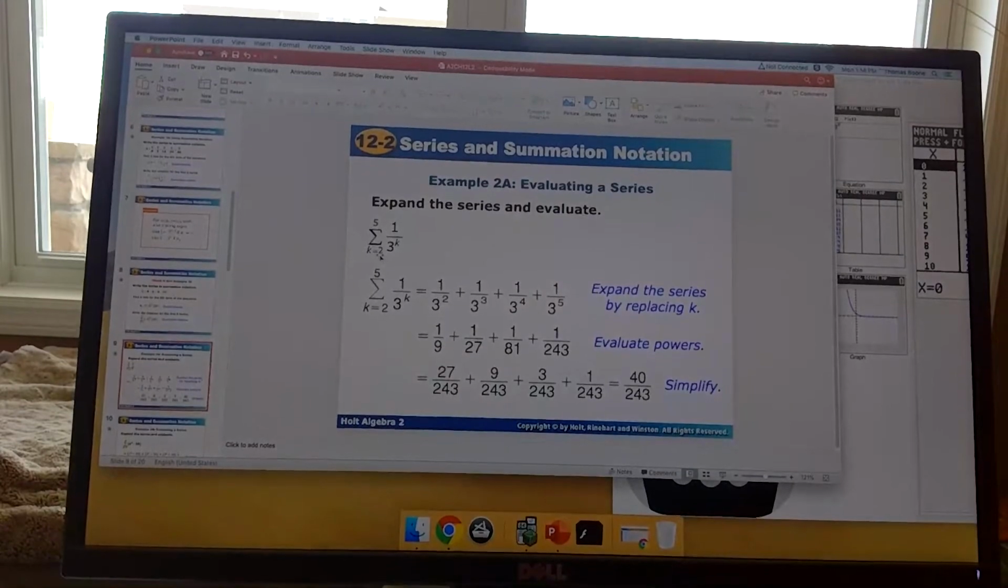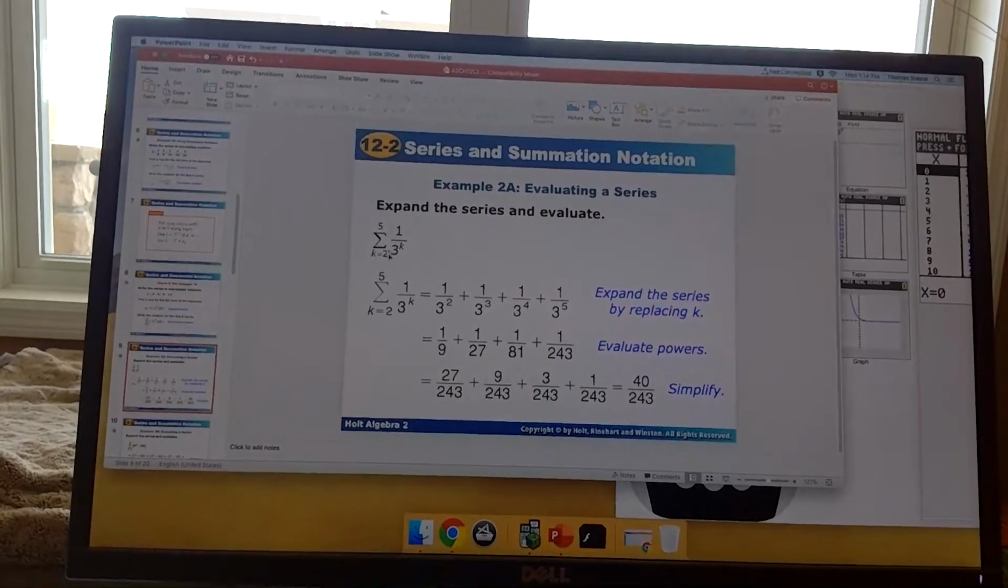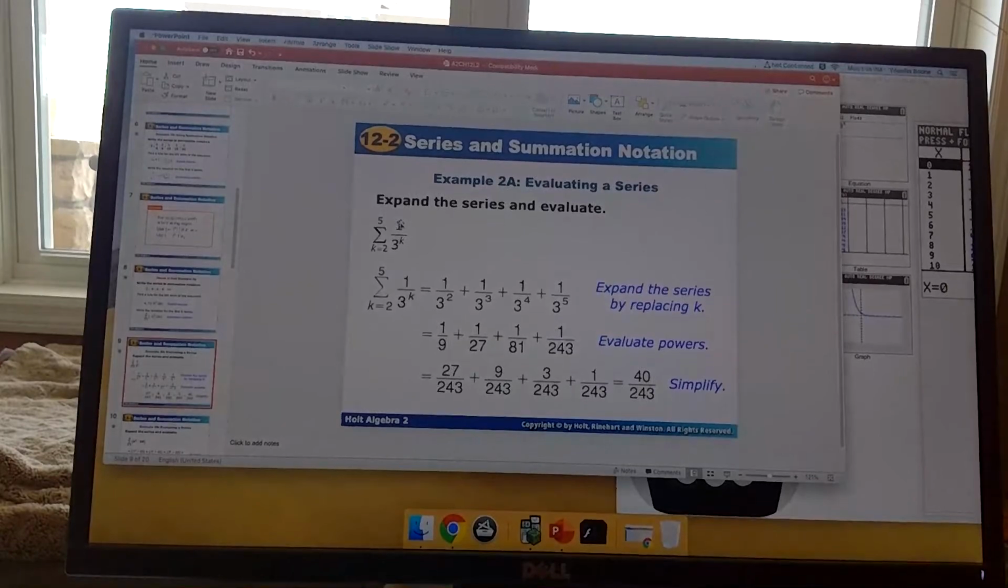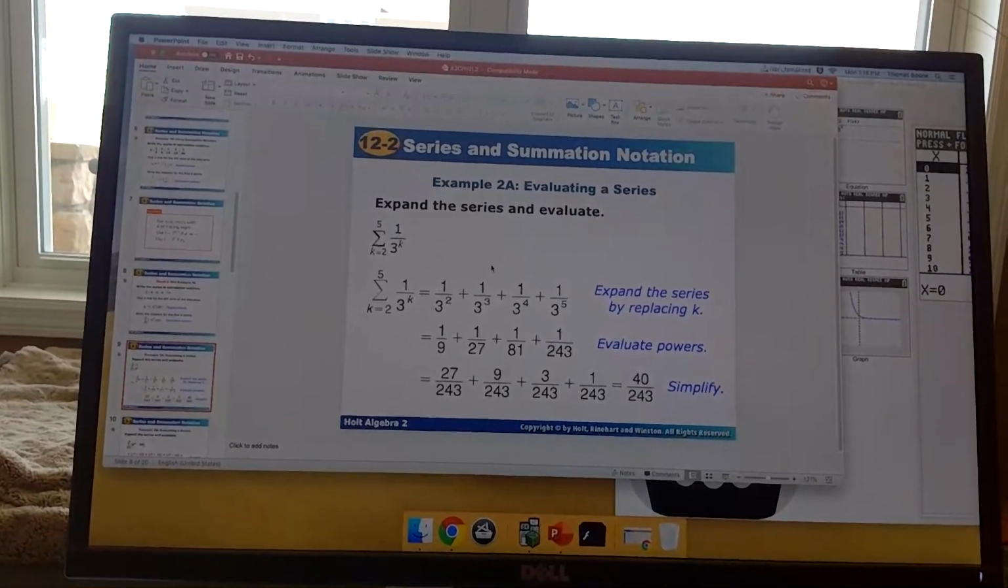So they're going to give it to us. This time, look at this. We're going to start at the second term, and we're going to go to the 5th term, and we're going to use the rule 1 over 3 to the k. Here's a great way to do this.